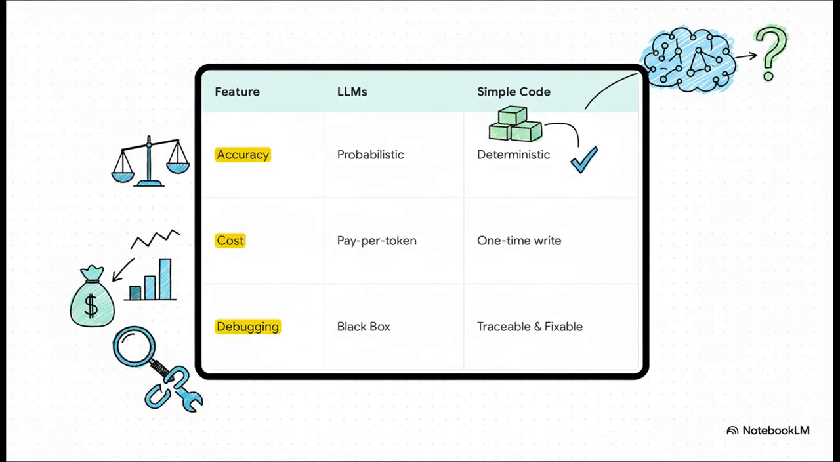Just look at this comparison. It makes things crystal clear. When you look at accuracy, code is deterministic. It's going to do the exact same thing every single time. In terms of cost, you write the code once, and that's it. You're not paying per token for the rest of its life. And for debugging, it's traceable and fixable, not some opaque black box. For these simple, repeatable tasks, code is just the better tool for the job, period.